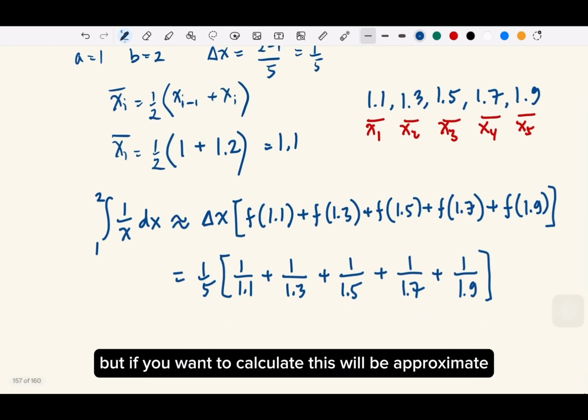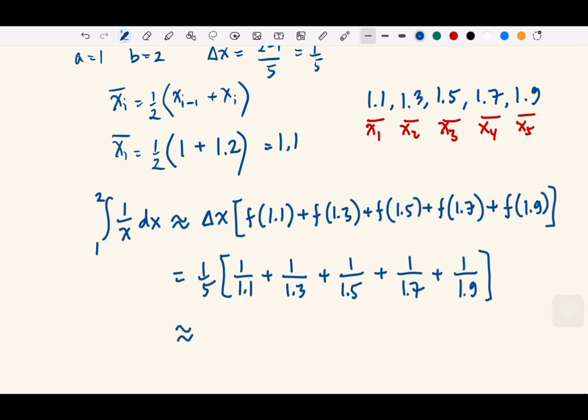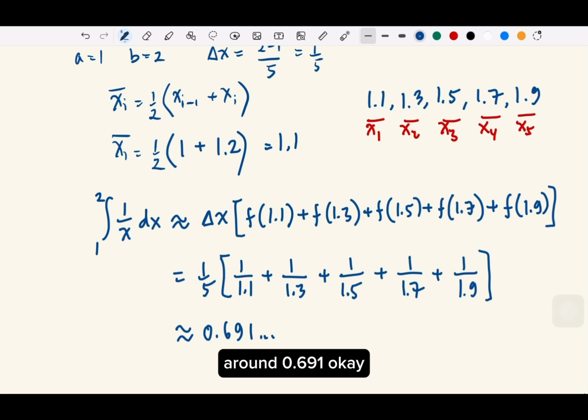But if you want to calculate, this will be approximately 0.691. Okay.